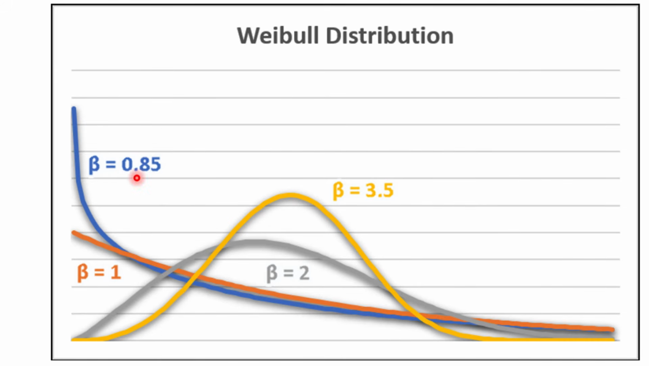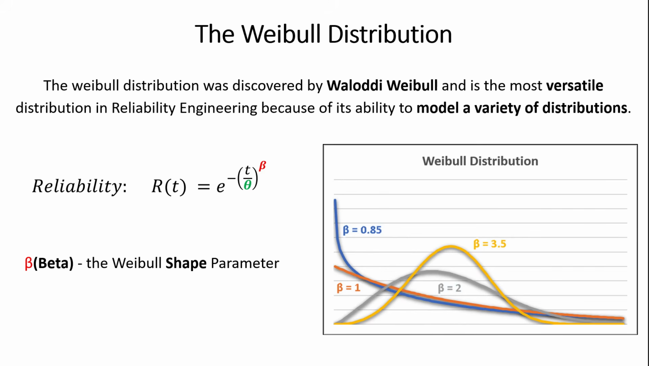When beta is less than 1, you can see it here at 0.85, the Weibull distribution approximates a system with a decreasing failure rate. And same thing here, when beta is greater than 1, we can now model a system with an increasing failure rate. And this is where the distribution gets its versatility, from that shape parameter.